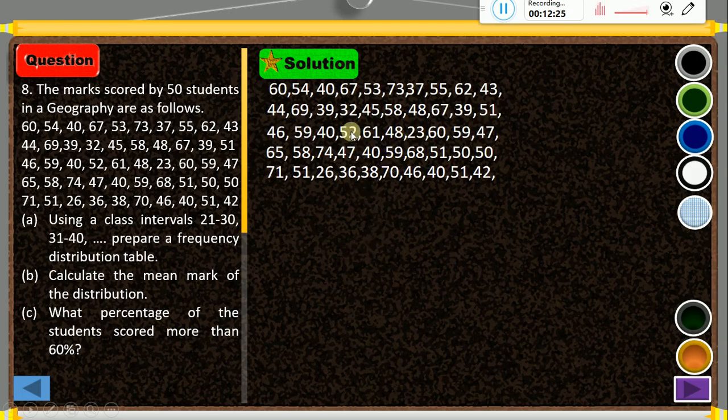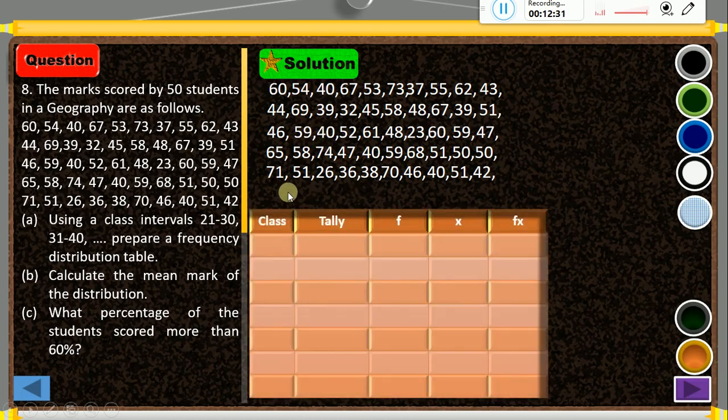Now we have this. We really need to pick out the numbers that belong to specific classes, but let's make a table. And then let's now create the classes. We have class 21 to 30, 31 to 40, and finally 71 to 80. So now we're going to sort out these classes. We have this. We have two of them, tally 2, frequency 2. Then we'll move to the next class.